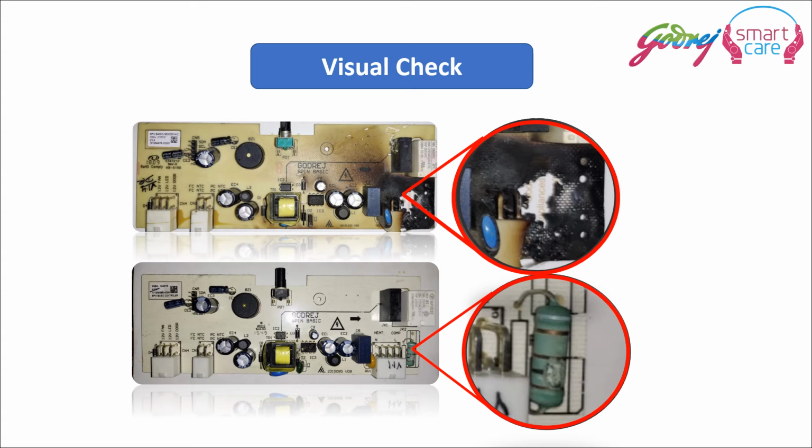Visually check, like I said, if the green resistor has blown. That means the refrigerator has encountered a very high voltage, and the customer should be advised to install a voltage stabilizer or a spike guard or both.